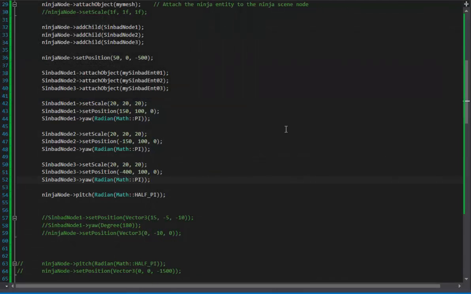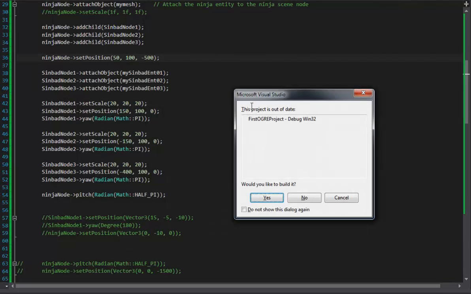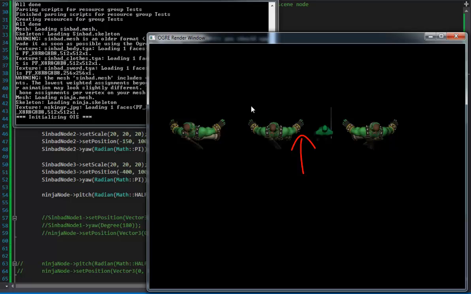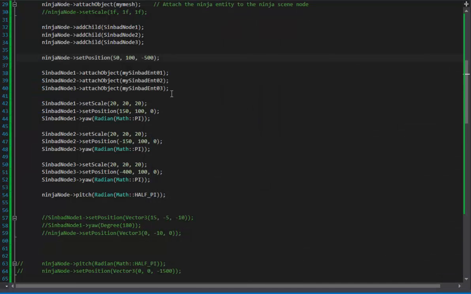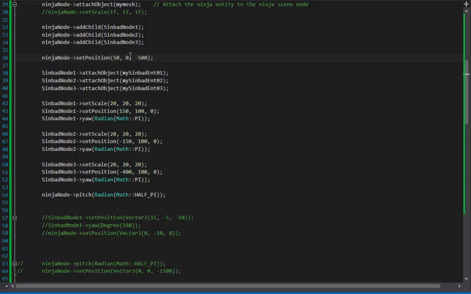See, I already have the set position for Ninja node up here on line 36. So if I add like 100 to the y-axis of the Ninja, then the Ninja and the three Sinbads all will move upwards with it. Okay, so yeah, they were in the middle. Now they're almost a third up to the top of the scene. So if you move a node, it'll move all of its child nodes with it as well.